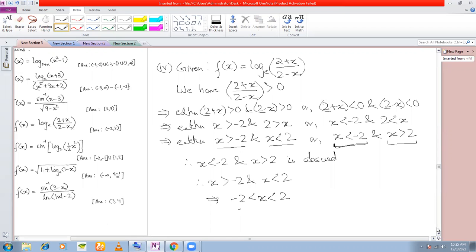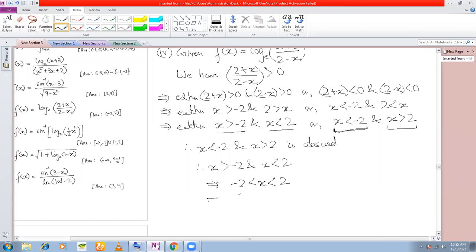Okay, so that means x belongs to what interval? This open interval, (-2, 2). So hence the domain of f is (-2, 2). Clear? Yes, sir.